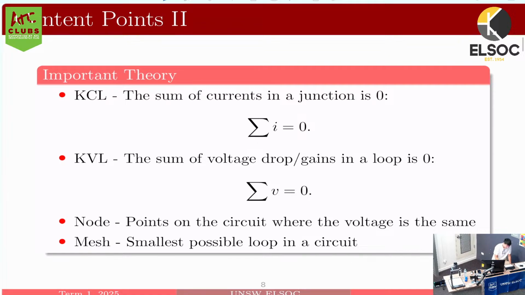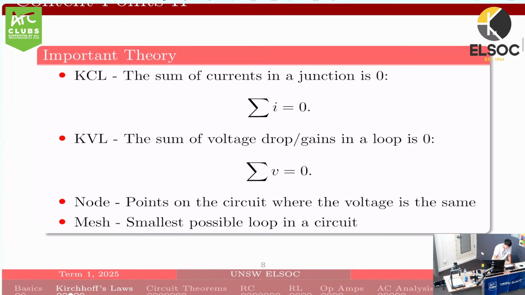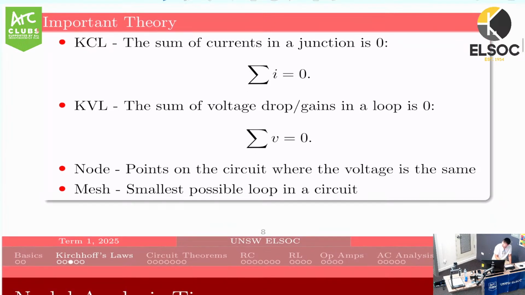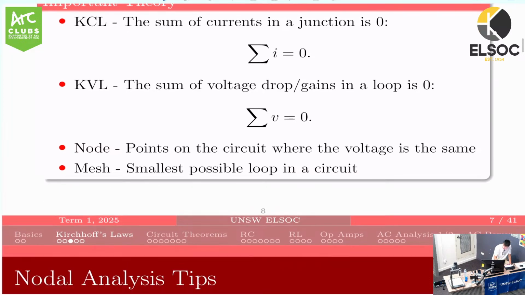So the Kirchhoff current law is basically the sum of currents in a junction is 0. Hopefully everyone understands that. And for Kirchhoff voltage law, if we look at a loop, the sum of voltage drops and gains across that loop is going to be 0. And just some important terms: a node is a point on the circuit where the voltage is the same, and a mesh is the smallest possible loop in a circuit.